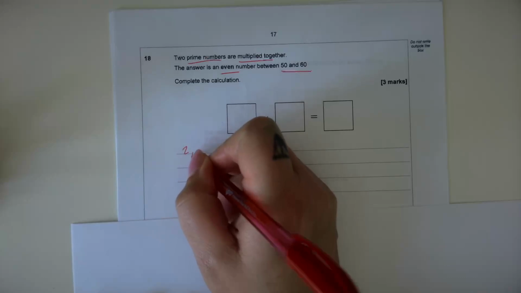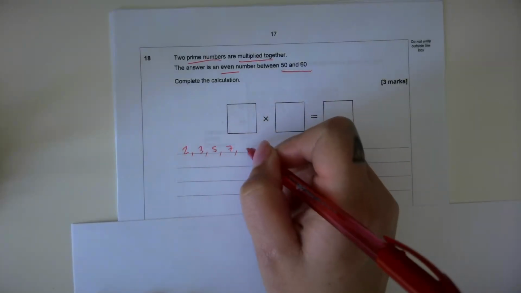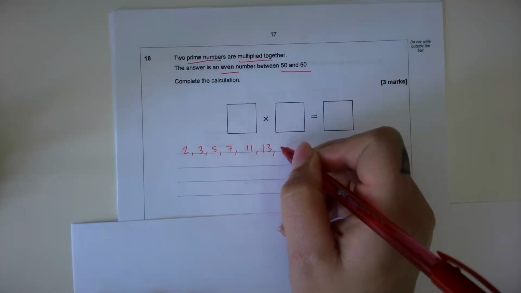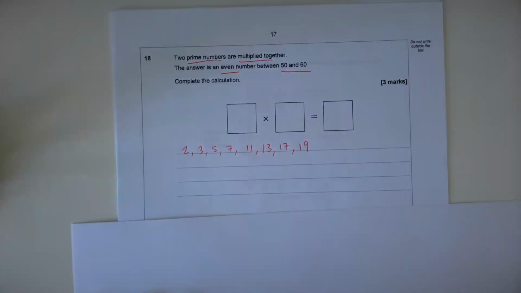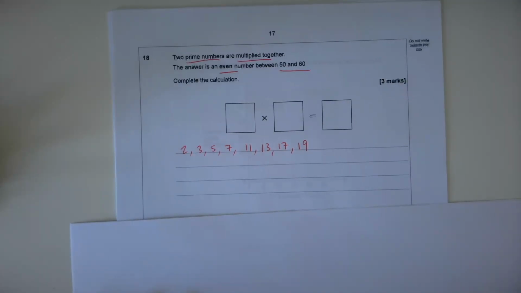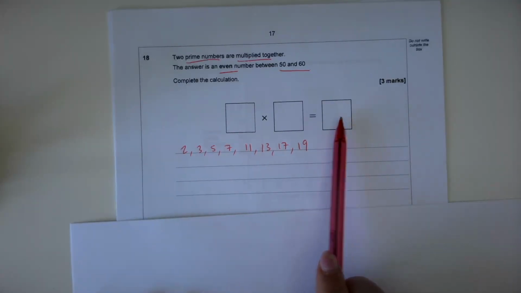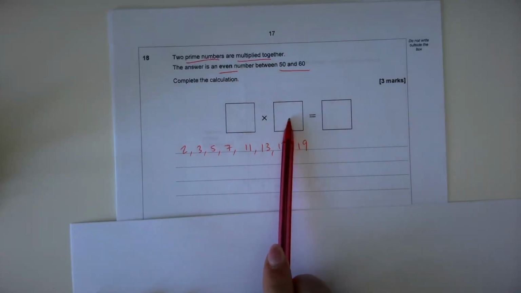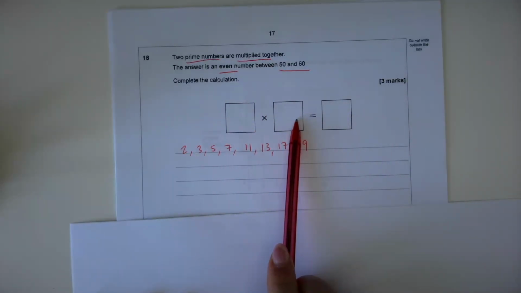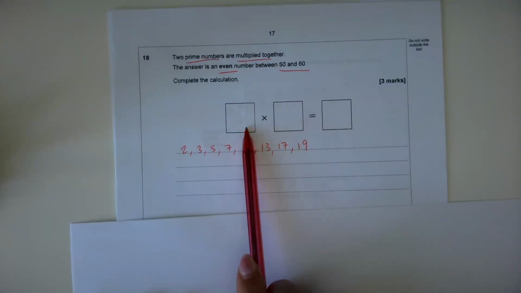All right, so let's first of all start thinking about our prime numbers. Let's start with 2, 3, 5, 7, 11, 13, 17, 19. So I've listed the first 8 prime numbers. Now, what we need to recognise here is if we want this answer to be even, one of these 2 numbers has to be even. That's the rule. An even number multiplied by an odd is going to be even, and an even multiplied by an even is going to be even. So we need at least one of them to be even.